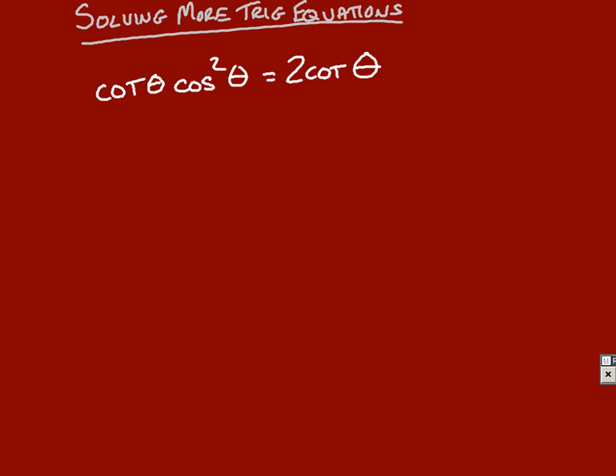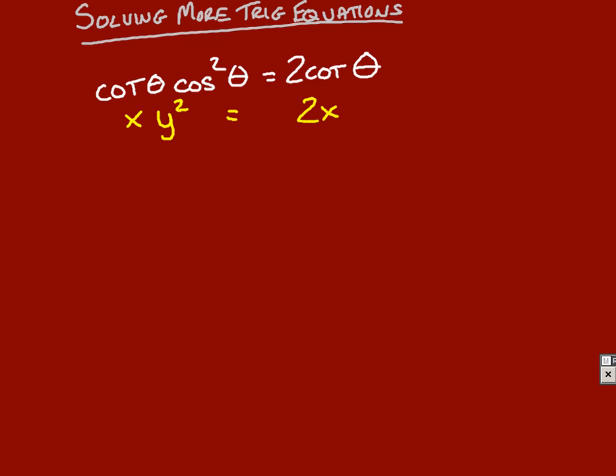Some more in-depth problems here in terms of solving trig equations. What we're looking at now is a couple of different trig functions going on, a cotangent and a cosine. So I would almost look at it as, well, cotangent I'm going to call x. So that means I have an x here, and a 2x over here. Cosine I'll call y, so cosine squared is y squared. So essentially this is the type of equation I'm looking at. How would I solve something like this?